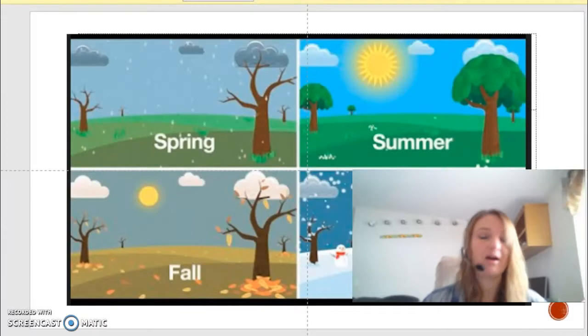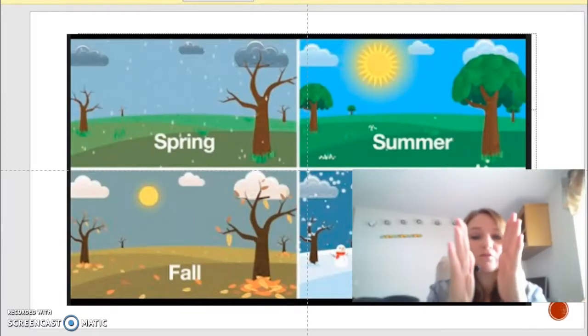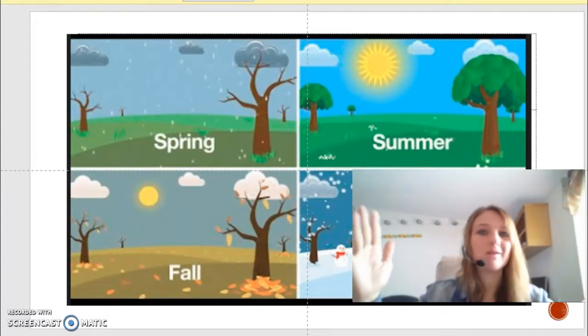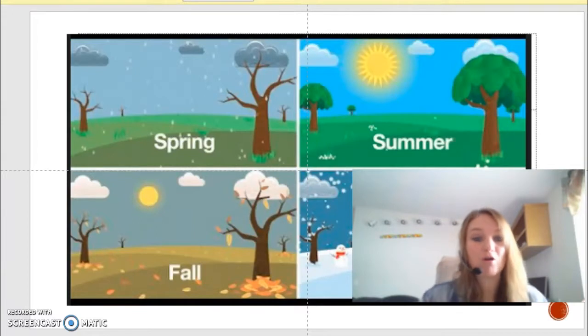Some people think that the Earth is closer to the sun in July and that makes it so hot. And some people think the Earth is far away in December and that's why it's so cold. But guess what? That's not true.